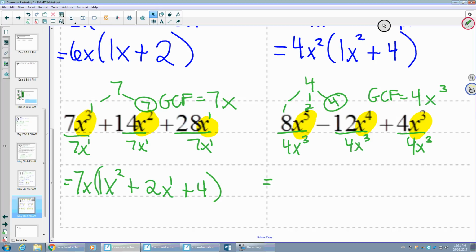So 8 divided by 4 gives you 2. x5 over x3 gives me x squared minus 3x plus, this last one here is a little bit tricky. 4 divided by 4 gives you 1. I have x3 on top, x3 on the bottom. 3 minus 3 gives me 0. That means I have no x's. Oh, and that would be my answer, except I missed a really important piece, which is 4x squared. That's my final answer.